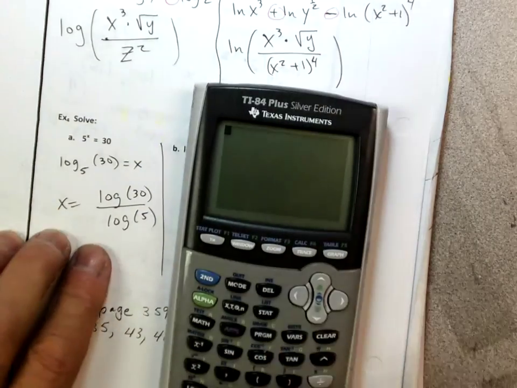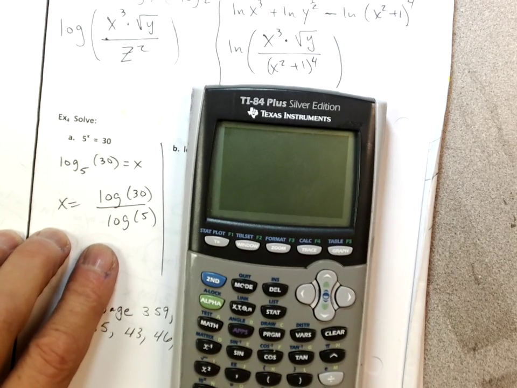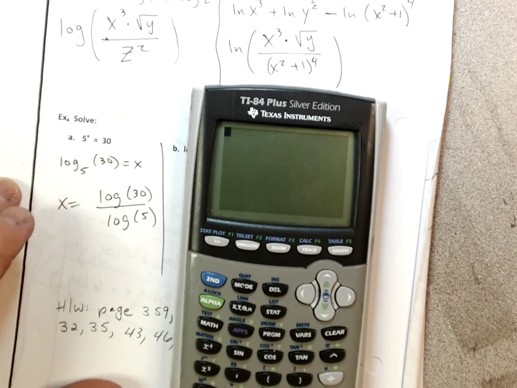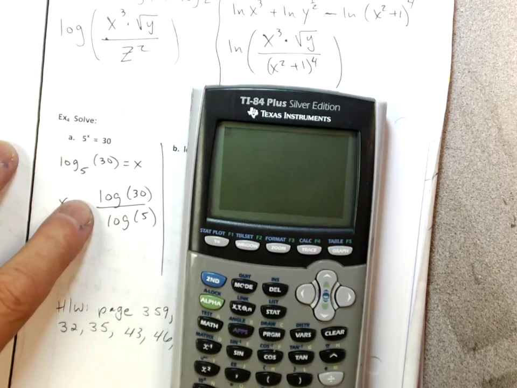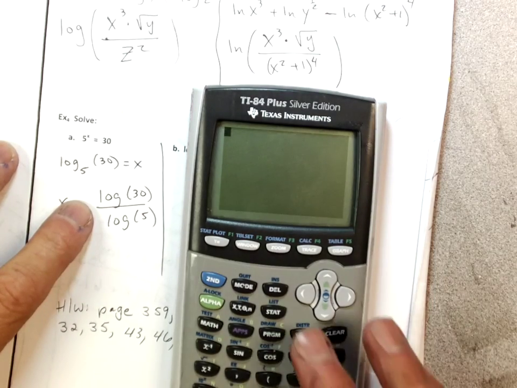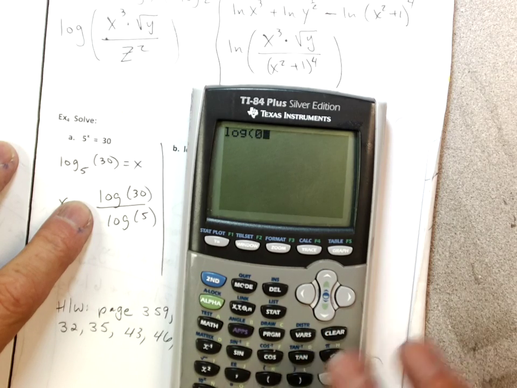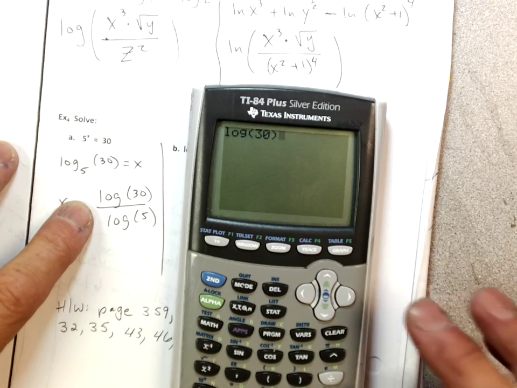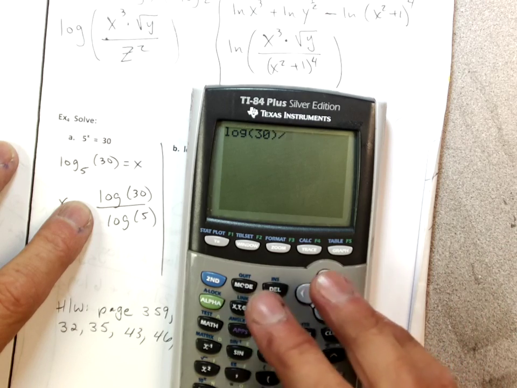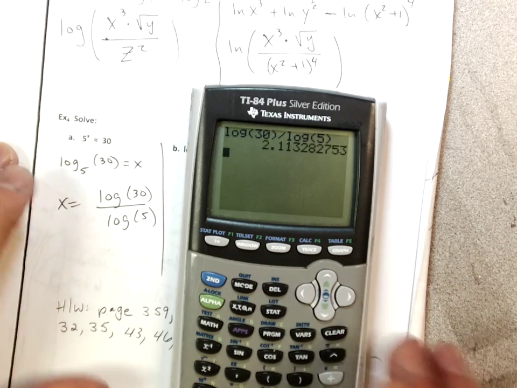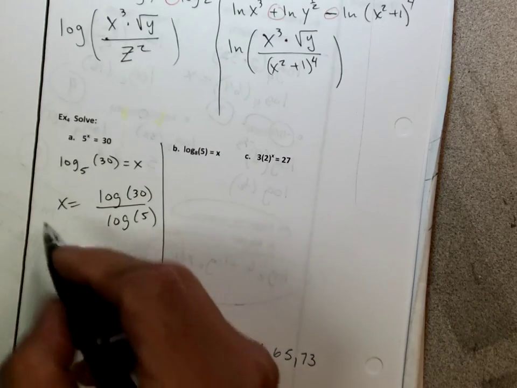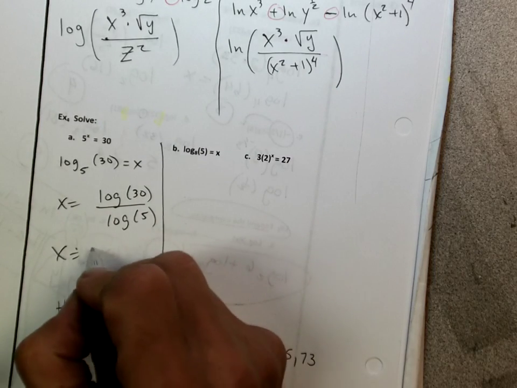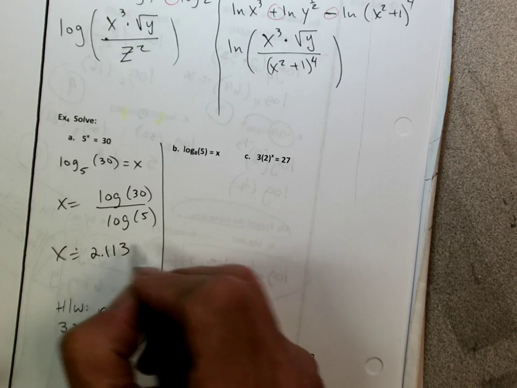You can't just divide 30 by 5, no, it doesn't work that way because these are exponents, and they follow exponent rules. That's why you can't divide. So log of 30, close the parentheses, divided by log 5, close your parentheses. So we got about 2.113. I was close on guess and check though, right?